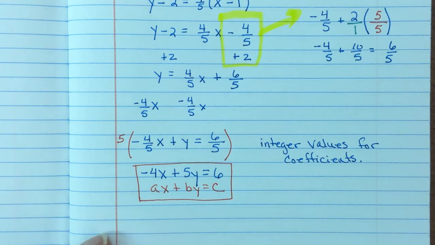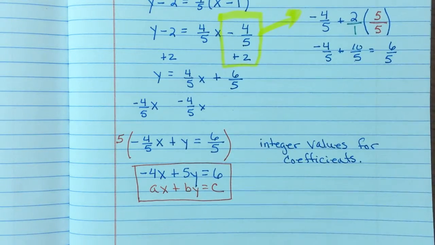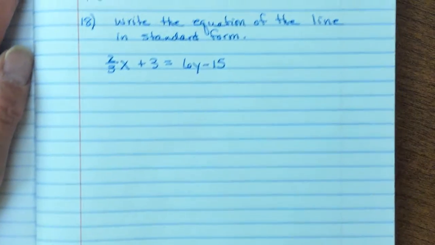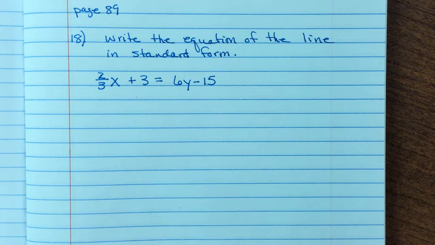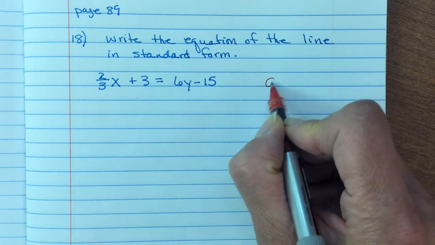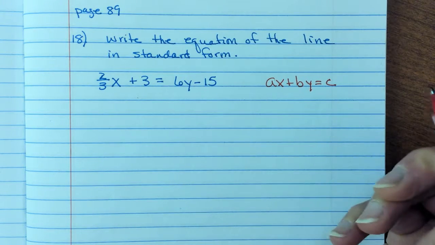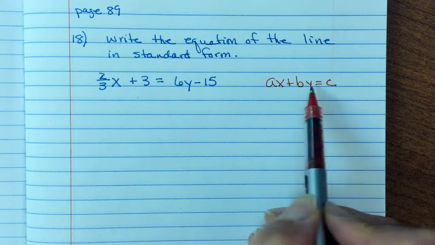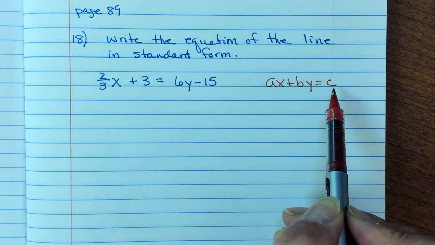So you can see how we have to know all 3 forms of a line in order to manipulate from one thing to the next. The last example I'm going to give you is example 18. This is asking to write the equation of a line in standard form. So remember, standard form is ax plus by equals c. So I want my y with my x on the left, and I want my constant by itself.